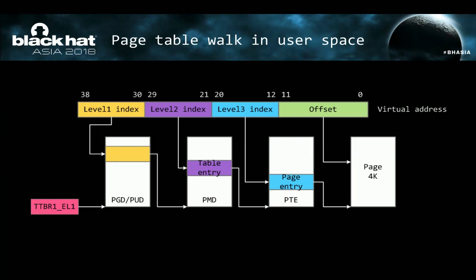On ARM version 8, the TTBR1_EL1 register saves the base of the translation table for kernel space, and there are two different translation types, table type and block type. If it is a table type, the Android kernel uses 3 levels of translation table with 4 kilobyte configuration using 39-bit virtual addresses. We can determine which type is used by inspecting the record in the PMD.